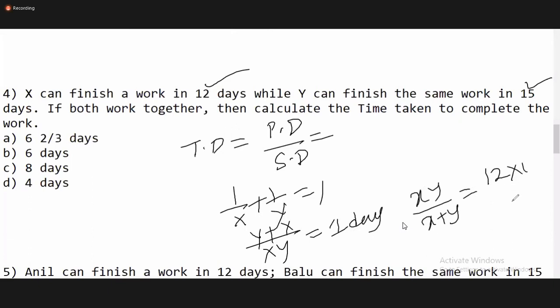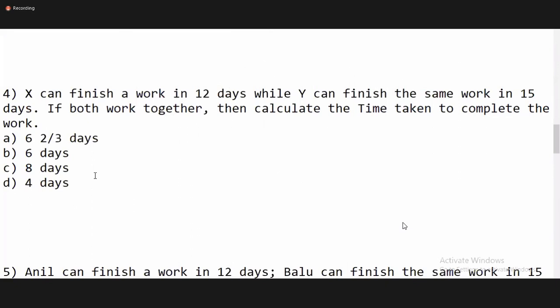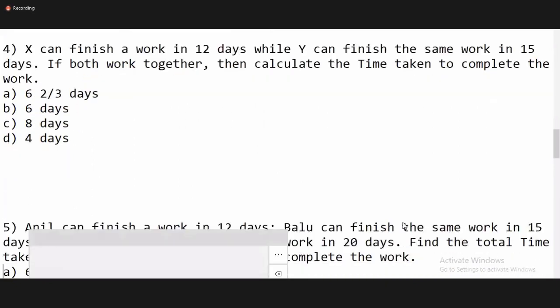So product of the days: 12 into 15 by 12 plus 15. Just solve this, you will get 6 2 by 3 as your answer. Or you can take the LCM and also do that. Okay, very easy question, answer 6 2 by 3.